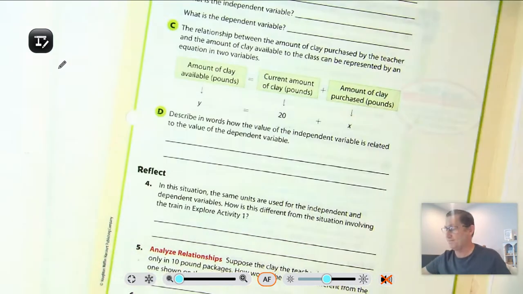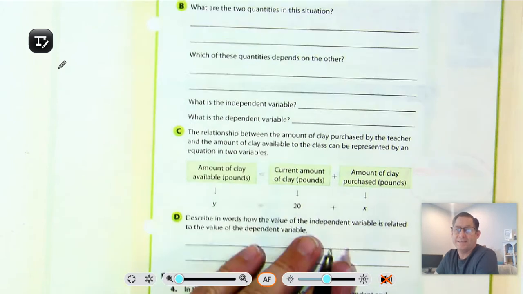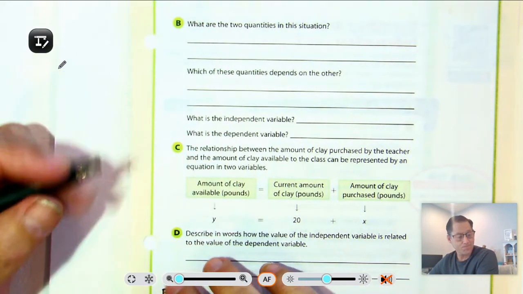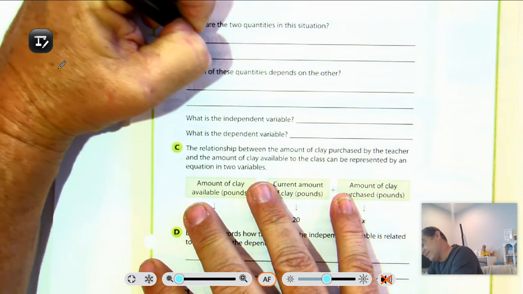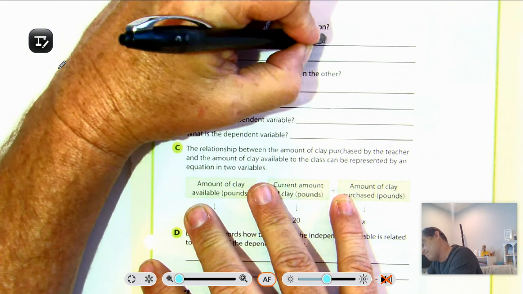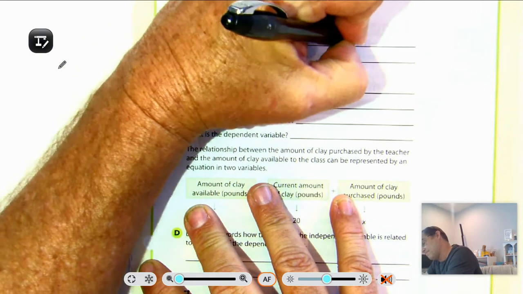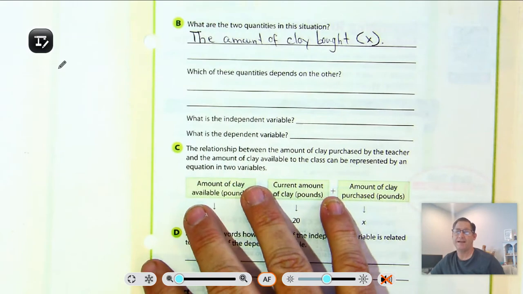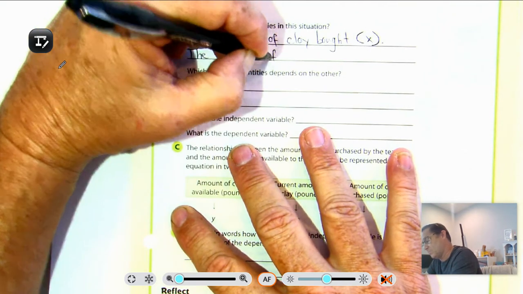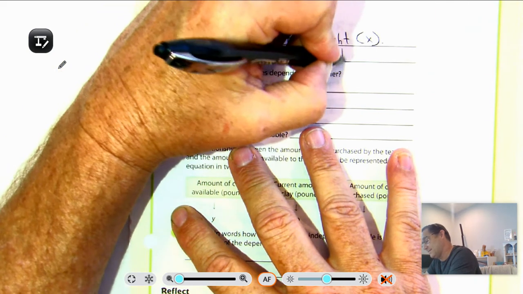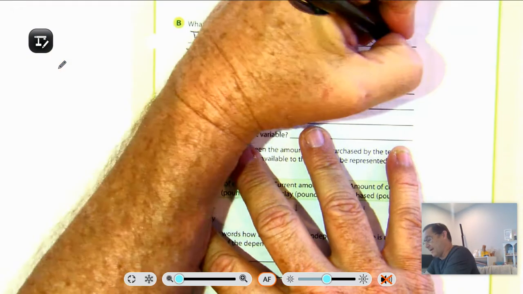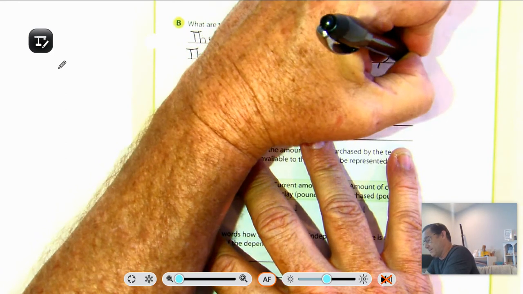So let's look at page 341. So what are the two quantities in this situation? Well, we have the amount of clay available, right? And the amount of clay bought, which was X, right? They represented X as the amount of clay that the teacher bought. And the Y was the total amount of clay available to the class. And they're both in pounds.